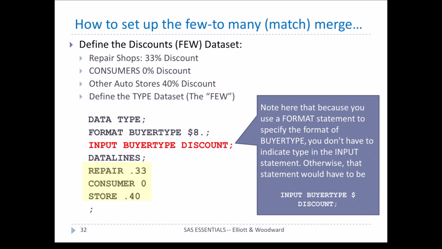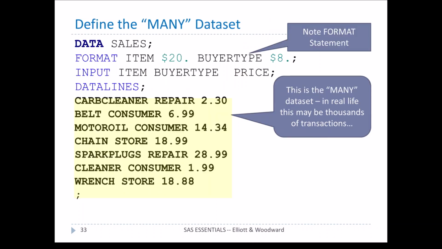So we're going to have a data step, and we're going to format buyer type, because the buyer type may be more than 8 characters long. And we're going to input buyer type and the discount. So we're creating the few data set. And then we're also going to create the sales data set. And again, we're formatting some items just to make sure they fit correctly. So buyer type should have the same format as it did in the previous one. In this case, we're inputting the item, the buyer type, and the original price.